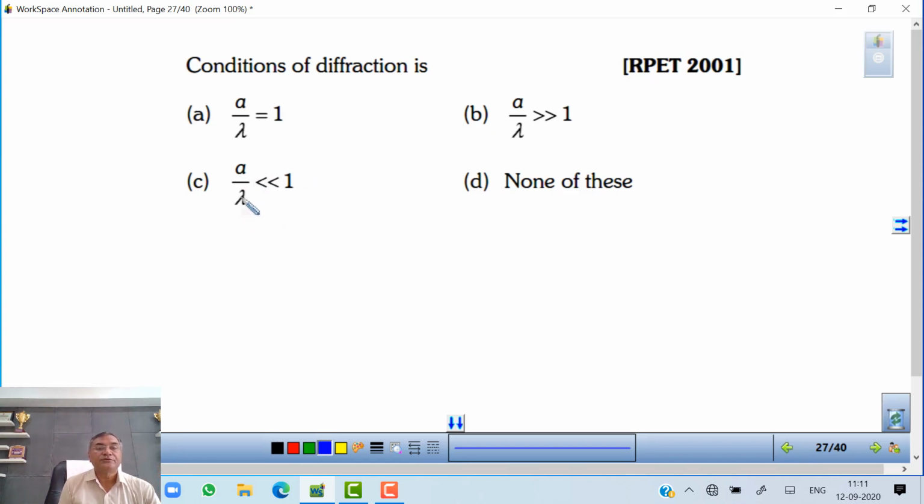Diffraction will be more. So it depends on this ratio. Okay, this is totally a knowledge based question.